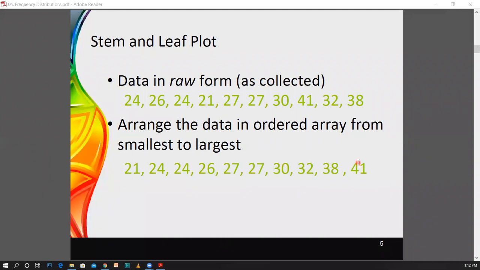Therefore, the first step is to rearrange the data in an ordered manner. It is from smallest to largest. We call it the ascending order.